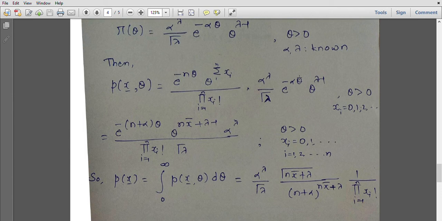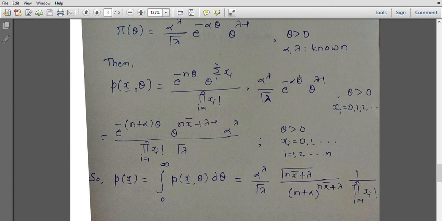The functional form is e raised to minus the random variable into the parameter, and the second term is theta raised to the parameter minus 1. This form of the gamma PDF is retained if we start with a gamma distribution as the prior for theta, and so we end up getting a gamma distribution as the posterior distribution of theta. Such a prior, where the prior distribution and posterior distribution belong to the same family of distributions, is called a conjugate prior.